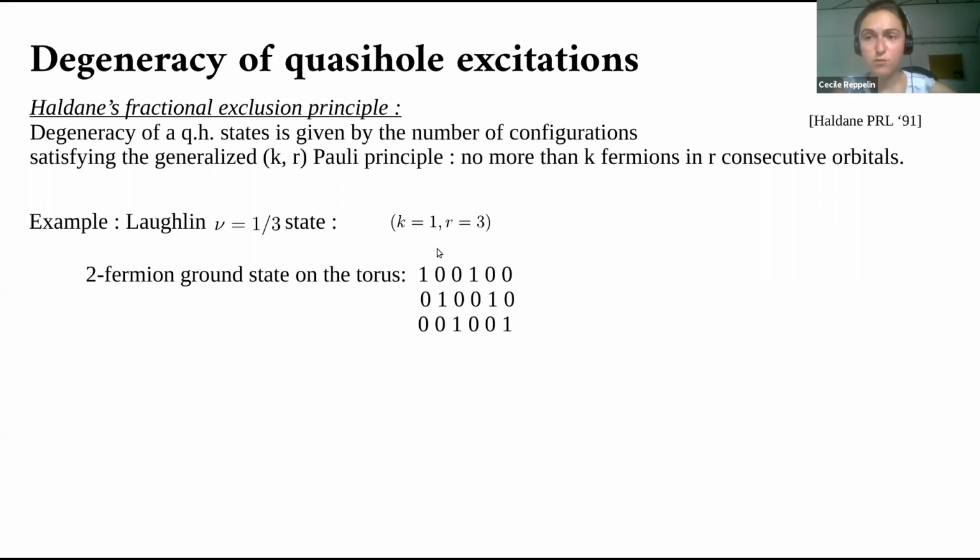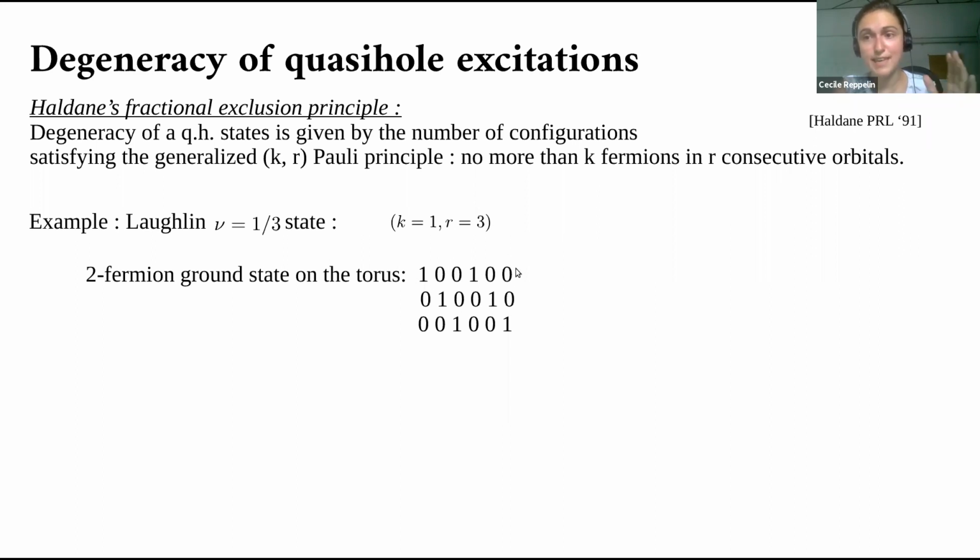So the way to read those configurations is the following. I have a number for each Landau level orbital, and the number just corresponds to the occupation of this Landau orbital. And the 1/3 exclusion principle means that if I have a particle here, I cannot have another one here or here. And because I have periodic boundary conditions, because I'm on the torus, I can also not have one here or one here. So the only option is to put the second fermion here.